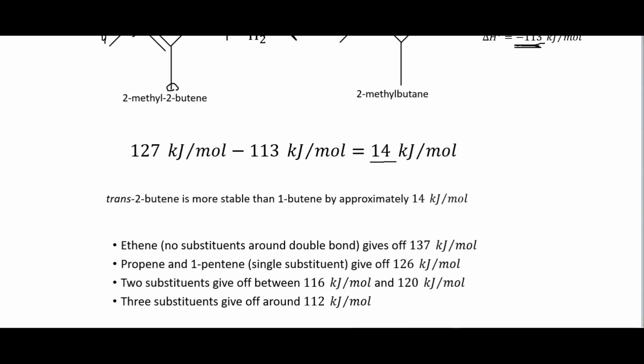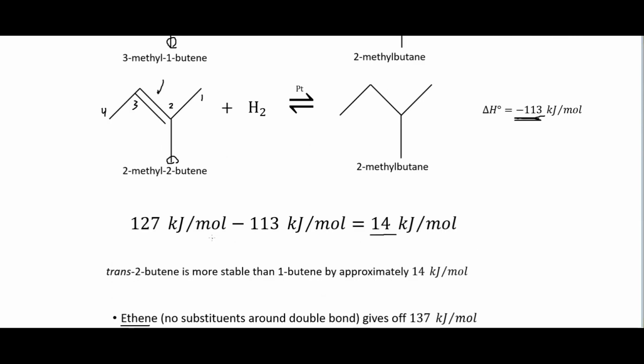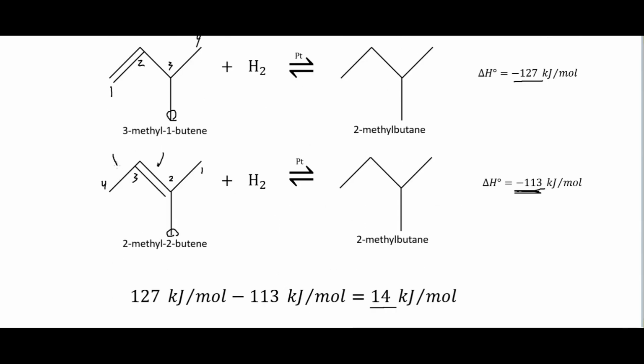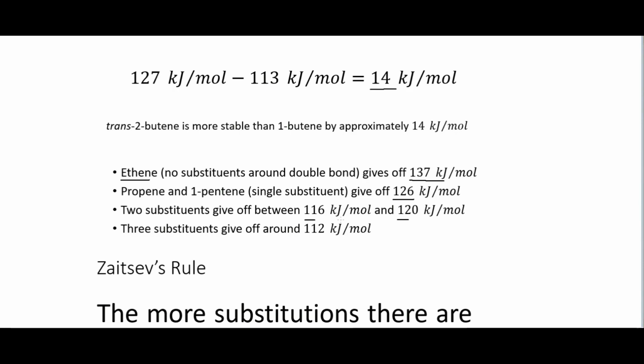And so what we see is that ethene, which has no substituents, it's just hydrogens around that double bond, is about 137 kilojoules per mole. When we have a single substituent, it's around 126. When we get to two substituents, it's between 116 and 120. Then we get down to three substituents, which is what we have here. So we have 1, 2, and 3 substituents for that negative 113. It's around 112 kilojoules per mole.